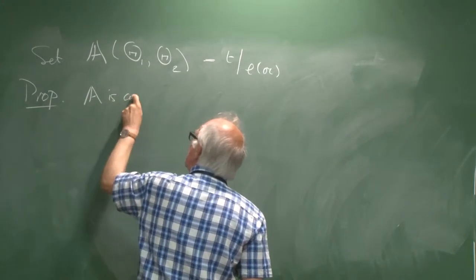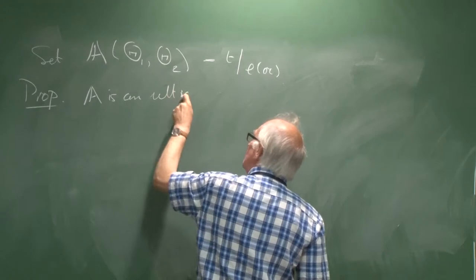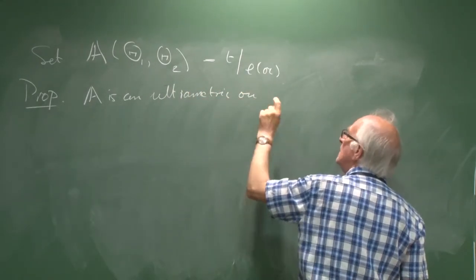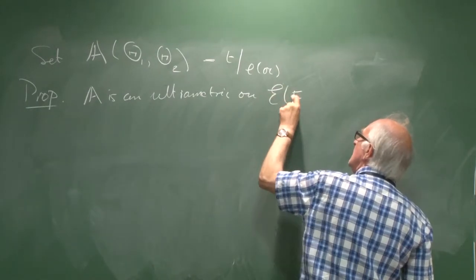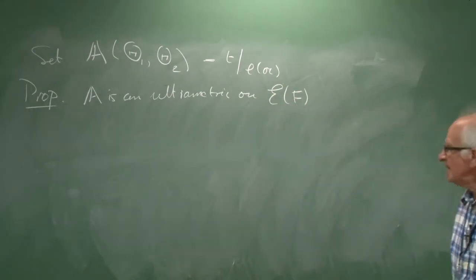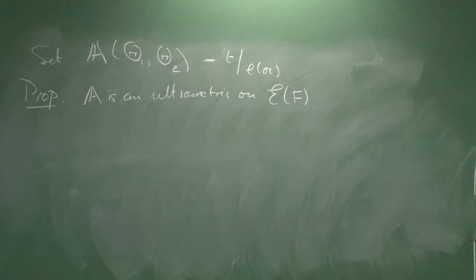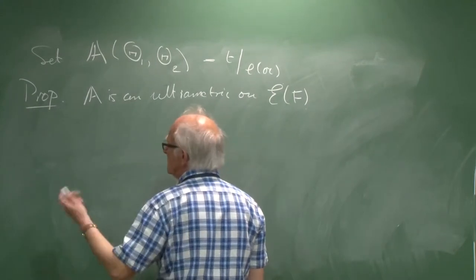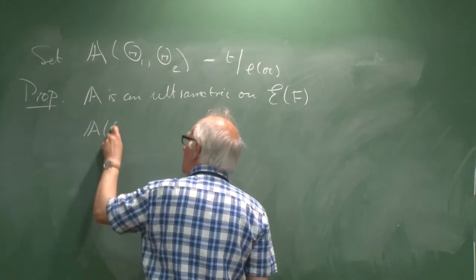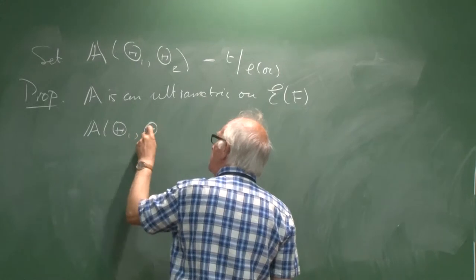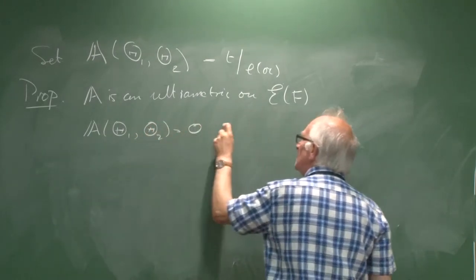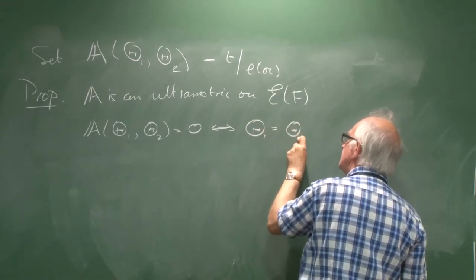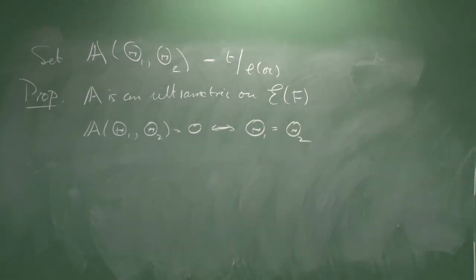A is an ultrametric on UF, in that it satisfies, well, it's symmetric, but it separates points: it is zero if and only if theta 1 equals theta 2. That's the definition of endo equivalence, in fact.